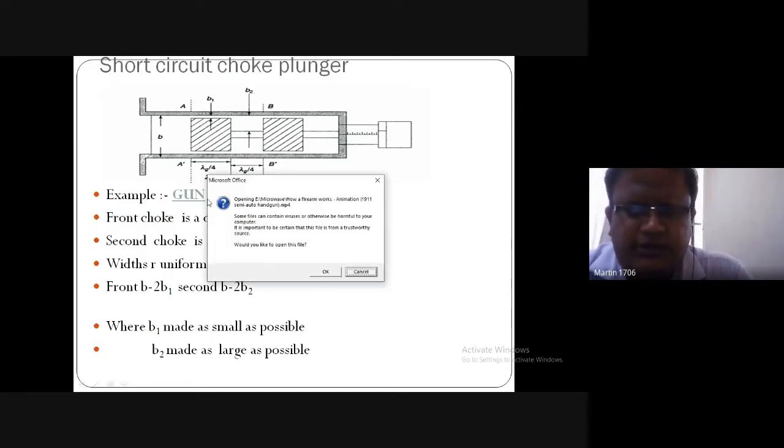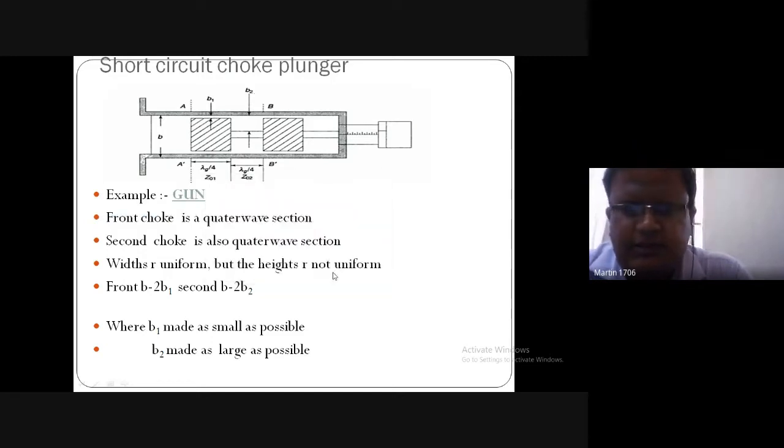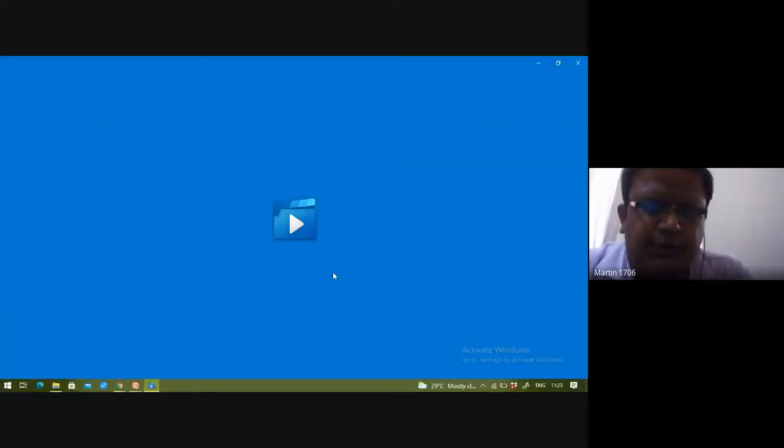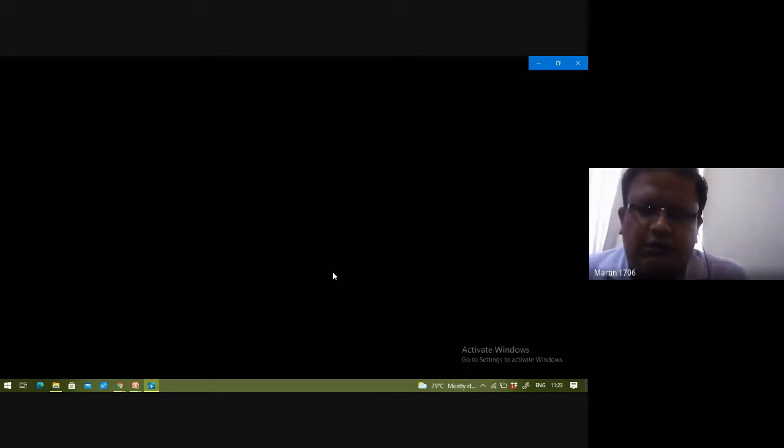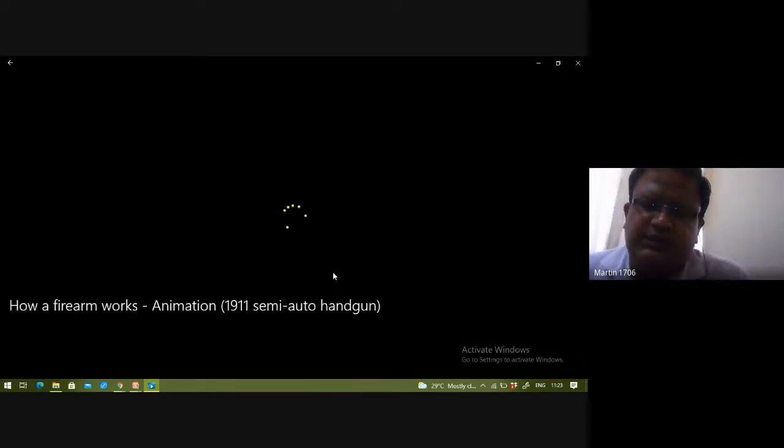I will just show this thing also. You can get a clear idea of this short circuit plunger. The short circuit plunger unit will be there in all gadgets. So this is one of the best examples.